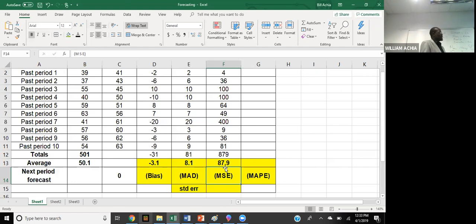Okay? And anytime you're given 3 different approaches and asked which of these 3 approaches is better, whichever forecast method has the lowest MAD, lowest MSE, or lowest MAPE, that becomes the approach that you'd want to use. Okay? Because it basically means that your demand is pretty close to your forecast. So go with the approach that results in the smallest amount of forecast error.